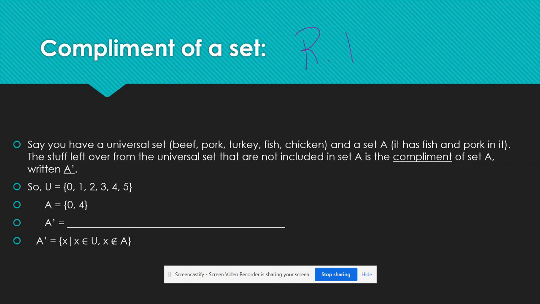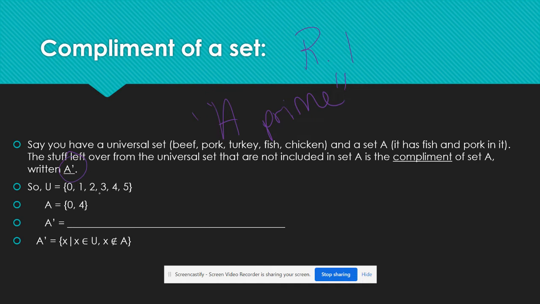So the next thing we're discussing is complement of a set. Let's say you have a universal set: pork, beef, turkey, fish, chicken. You have set A that only has fish and pork in it. The stuff left over from the universal set that is not included in set A is called the complement of set A, written as A, and that little apostrophe means A prime. So those are the words that you would hear with those, A prime.